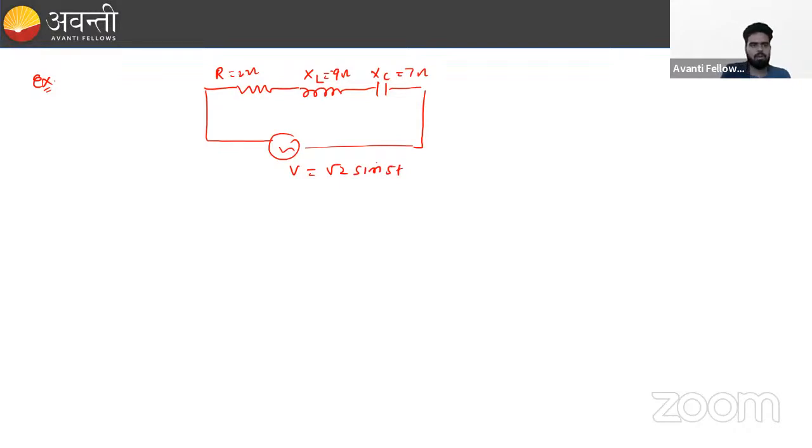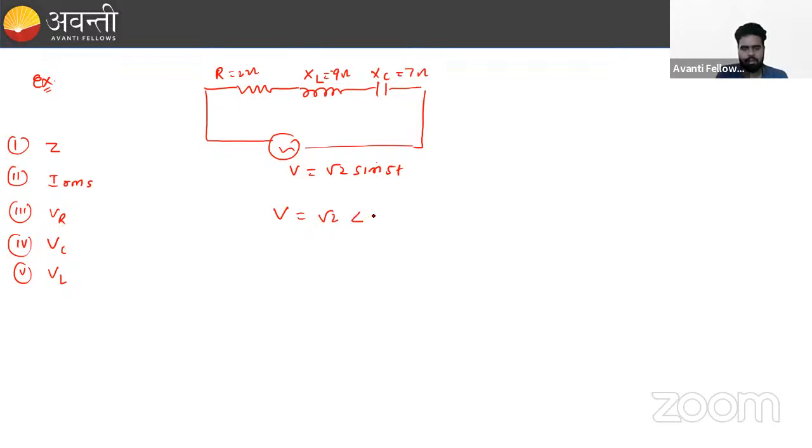Okay. In this problem, the first part we have to calculate is what is the Z here. Second part, what is the I RMS. Third part, what is the VR. Fourth part, what is the VC, and fifth part, what is the VL. Right. Here we know that if we want to write this in the short notation, V equal to root 2 angle 0 degree, right?